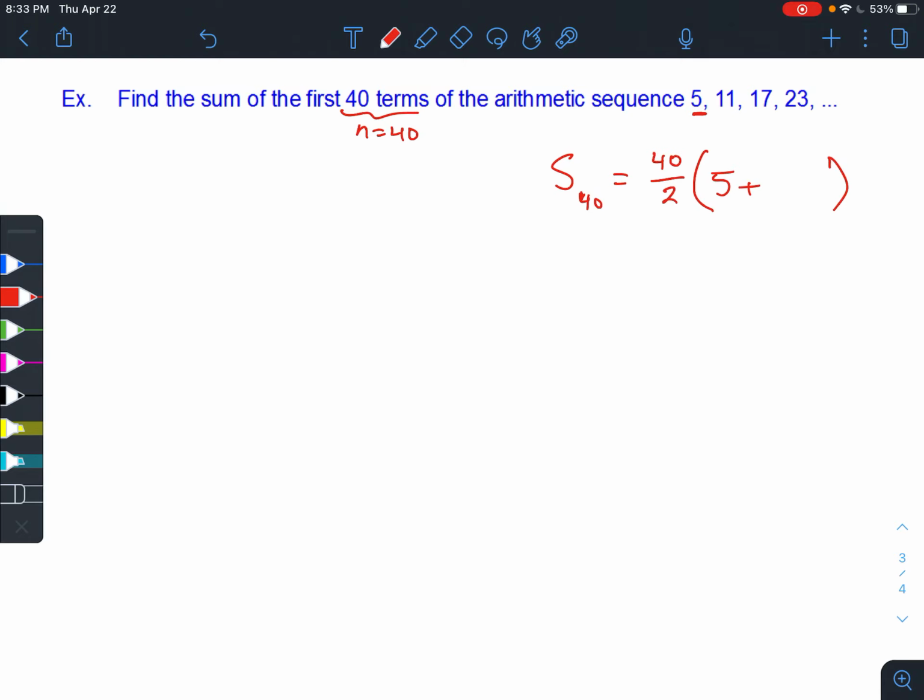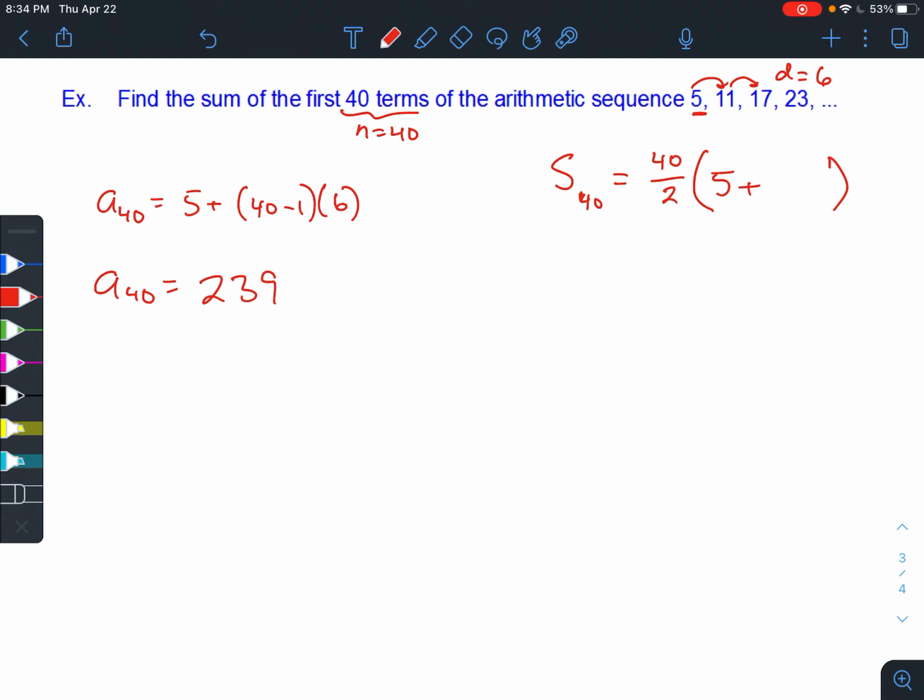We need to figure out that 40th term, but we've got a formula for that. Over on the left, let's figure out a sub 40. That's going to be our first term, which is 5, plus n minus 1, which in this case n is 40, so 40 minus 1, or 39, but just to show the formula. And for our list, going from 5 to 11 and then 11 up to 17, we can clearly see d equals 6. Throw that 6 in, crunch a few numbers, and a sub 40 works out to be 239.